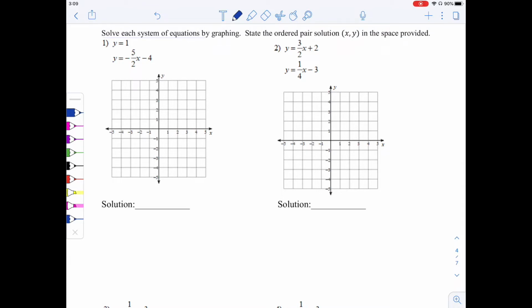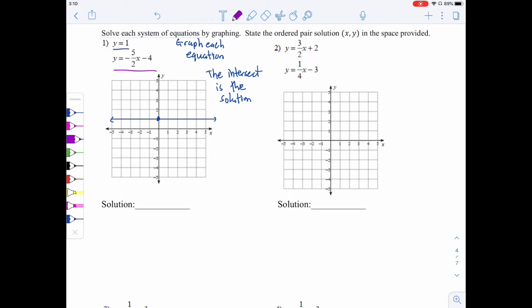Okay, so let's look at the first one. First one, we're just going to graph each equation and see where it is. The intersection is the solution. So first one, y equals 1. We're going to start at y equals 1, which is right here. And it's going to be a flat line, a zero slope line, horizontal line at y equals 1.